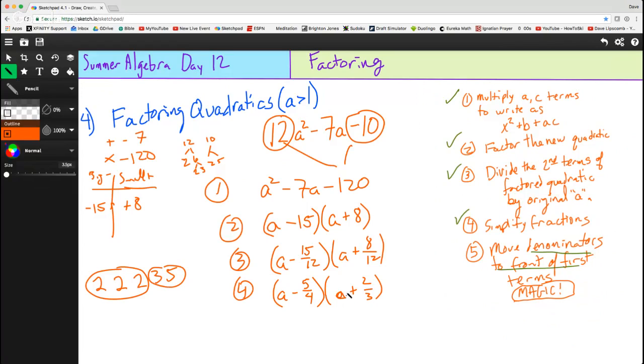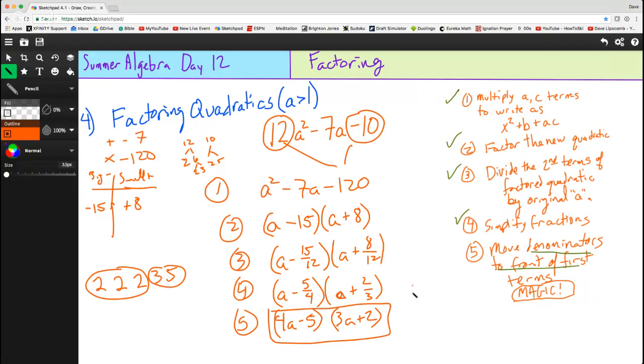And now step 5 is we just fix our fractions, by putting the denominator and moving that term in front of our variable. So 4a minus 5 and 3a plus 2. And magic trick, we are done.